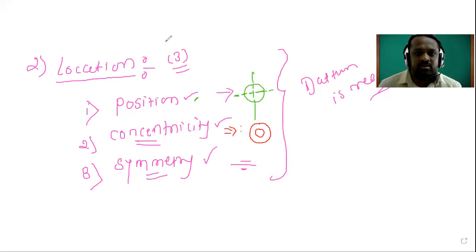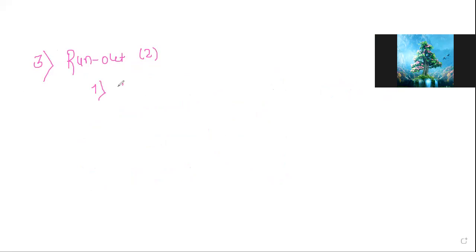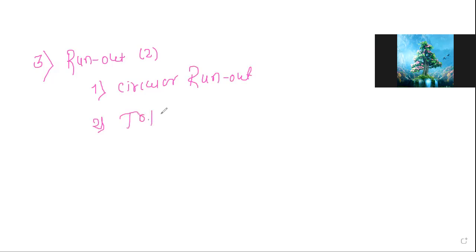Then what is the next? Third geometrical type of tolerance is the runout. Again, it has two characteristics. First is the circular runout, and the second is the total runout.